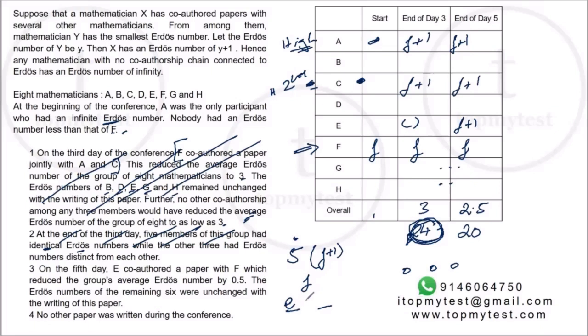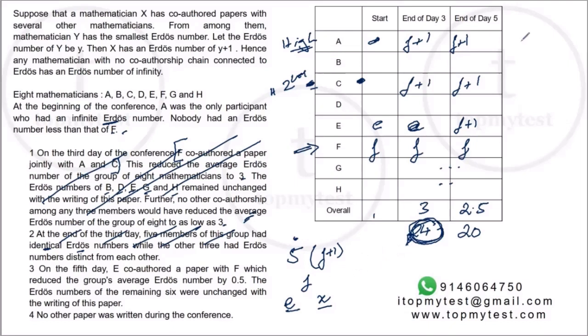Okay, so I would track E separately. Let me write it down. E had E to begin with and E at the end of day 3 as well. Everyone else was there. Now what will happen? We know at the end of day 3, there are 5 people with F plus 1, one F, E who had a different number, and another person, let's call it X for the sake of convenience. So these are the 8 Erdős numbers.